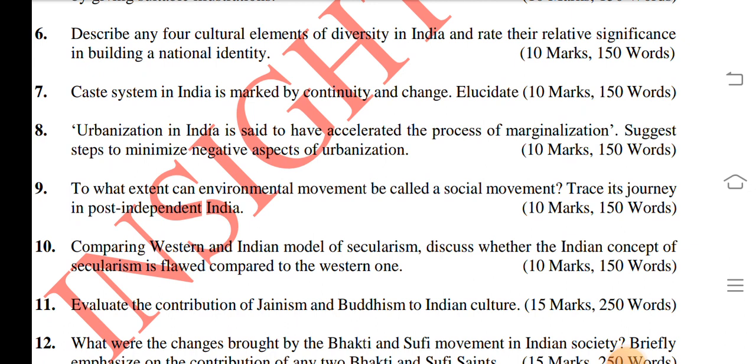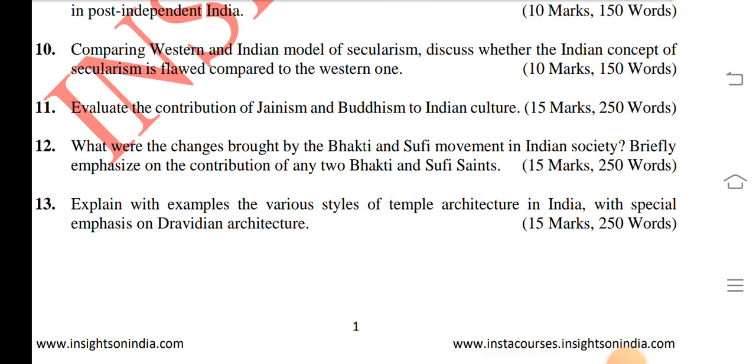Explain. Do you think digital media and smartphones have affected Indian society negatively? Argue, giving solutions. Question number 6: Describe any four cultural elements of diversity in India and rate their relative significance in building the national identity. The caste system in India is marked by continuity and change. 10 marks, 150 words.